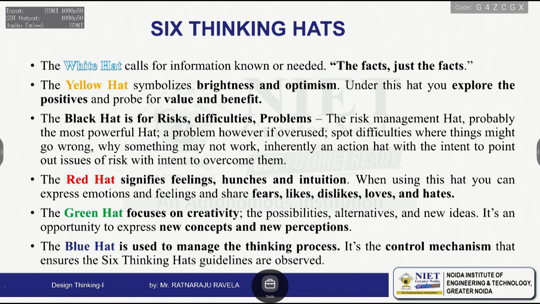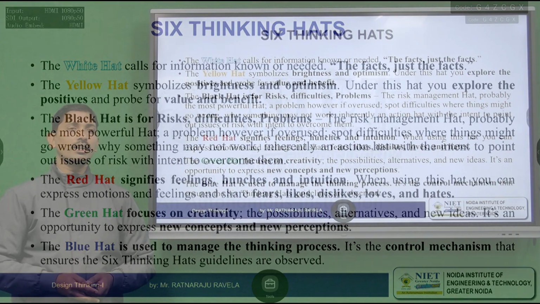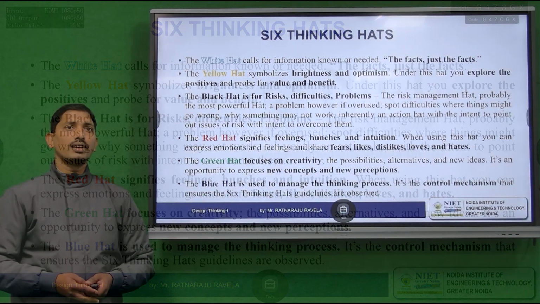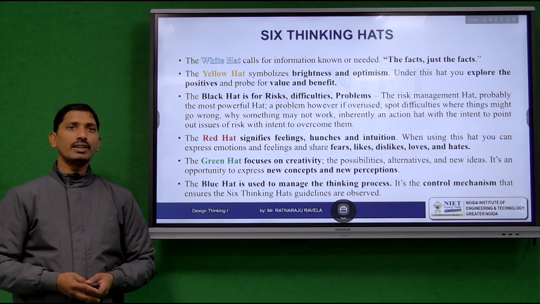And third one is the black hat. Black hat concentrates on the risks, the difficulties or the problems that may occur because of implementing this particular idea. Black hat is one of the important hats which helps us to see the coming possibilities, such as the drawbacks that we may face, or the consequences we may face from implementing this idea. That is highlighted by the black hat. This is a very important hat.